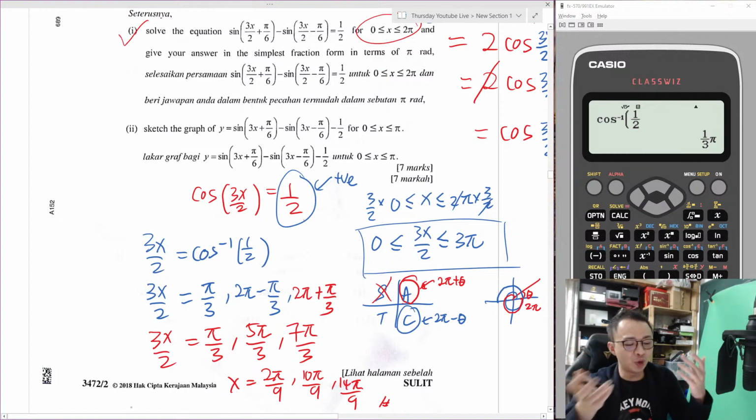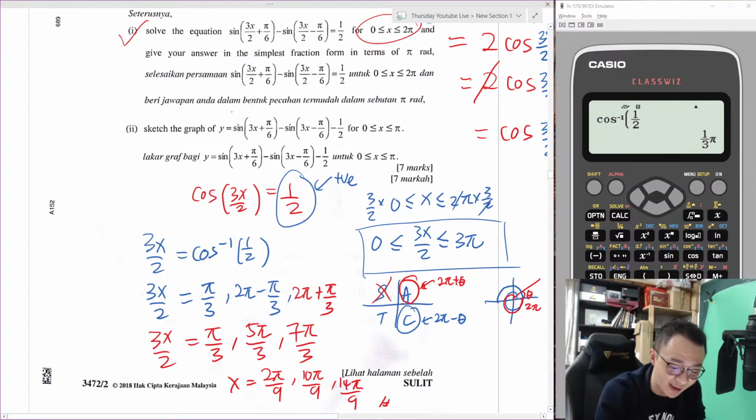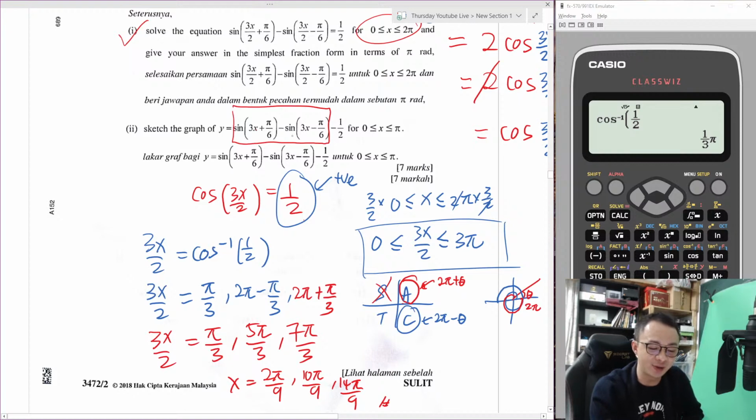Alright, then we go to the B2. They will ask us to sketch this graph. So we all know this one is actually, my A is 3x, isn't it? So this one is basically cos 3x. Okay, this equation should be simplified already. It is cos 3x minus 1 over 2. And I want to draw from 0 to pi.